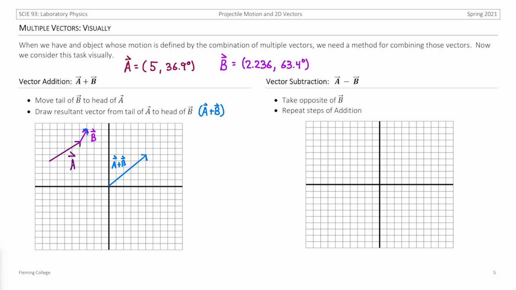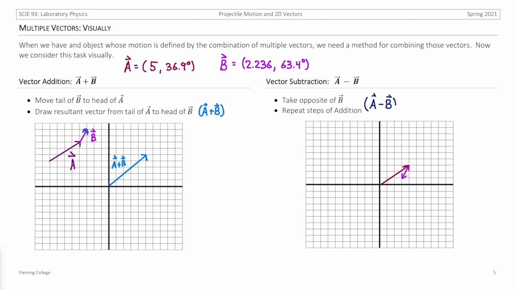What if we wanted to subtract our vectors? So this would be the vector A subtract the vector B. To do this, we take the opposite of the second vector. So this would be down and to the left instead of up and to the right. And we get the direction by adding 180 degrees to our original direction, and we don't change the magnitude. And then we repeat the addition steps.